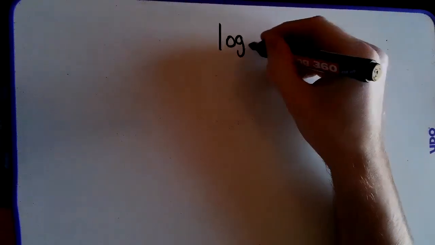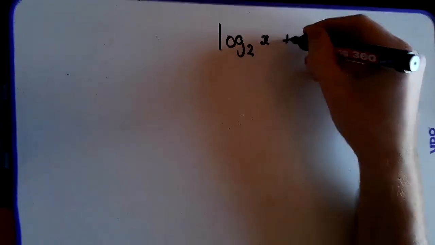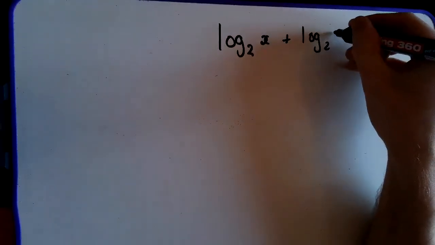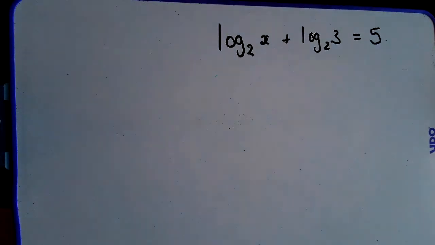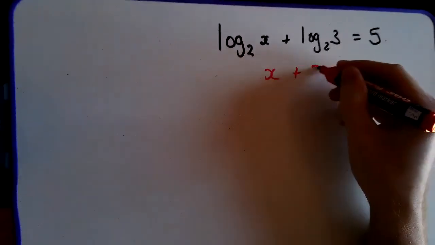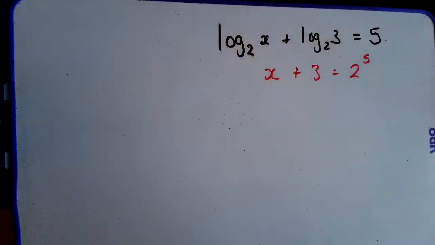So now let's compare that to something like this. Log base 2 of x plus log base 2 of 3 equals 5 this time, so I'm not putting the log on that side. And again, I can't just do this. So red is wrong. I can't just do x plus 3 is 2 to the power 5. Can't do that.